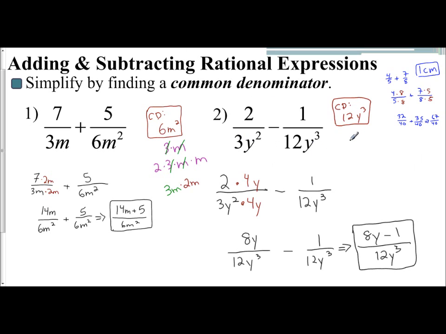3y squared is really a 3 times a y times a y. 12y cubed is really a 2 times a 2 times a 3, and then 3 y's. And I look at what do they have in common. They have a 3 in common and 2 y's in common. So I write that down. 3 and 2 y's is 3y squared. What are they missing? Well, they're missing the 2 and the 2, which is a 4, and the other y. 3y squared times 4y is 12y cubed.